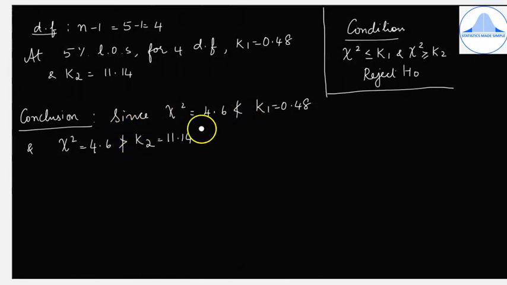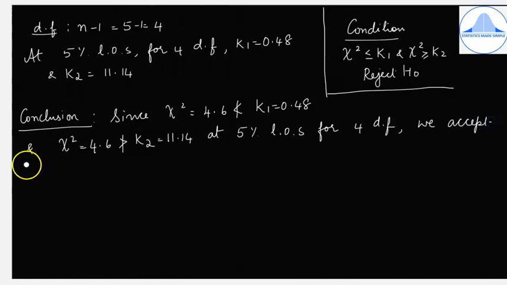So you see that both the conditions are not satisfied, so you will accept H naught. At 5% level of significance for 4 degrees of freedom, we accept H naught and conclude that. Because you're accepting H naught, you should write what is there under H naught. So you'll conclude that sigma square is equal to 30.